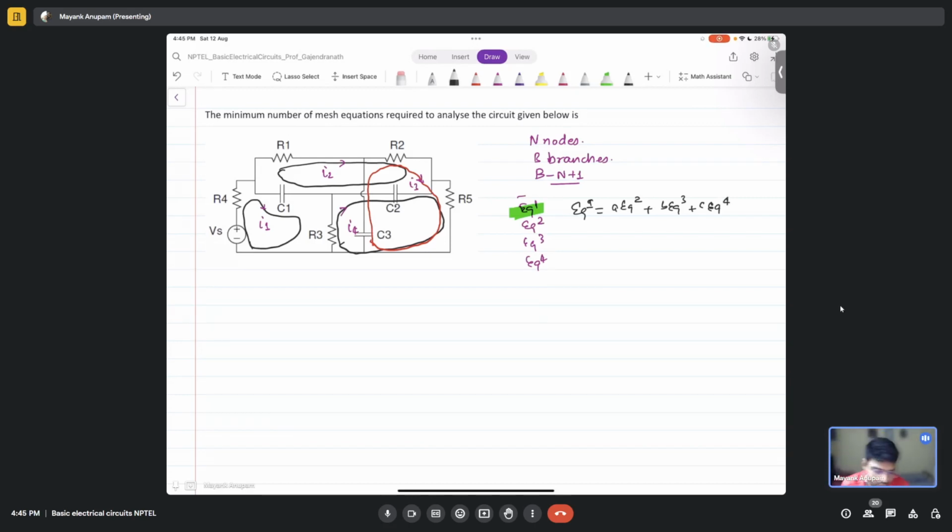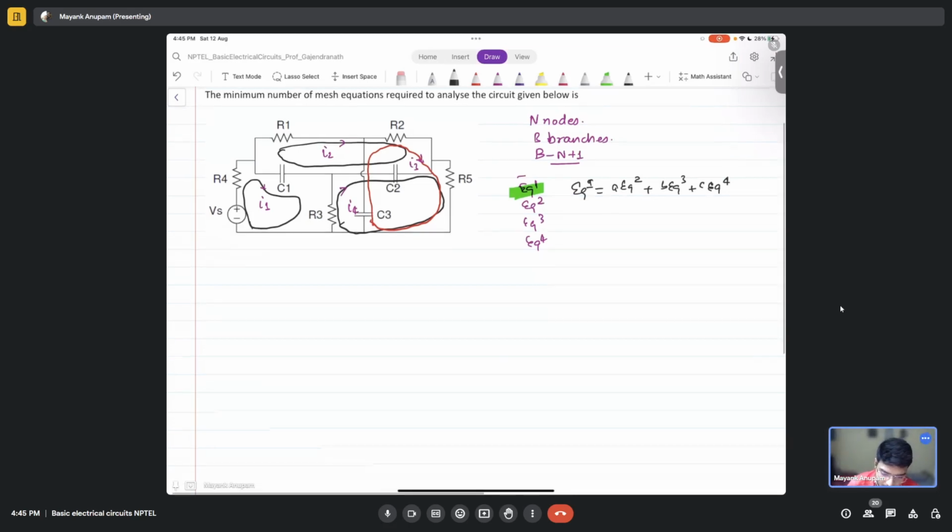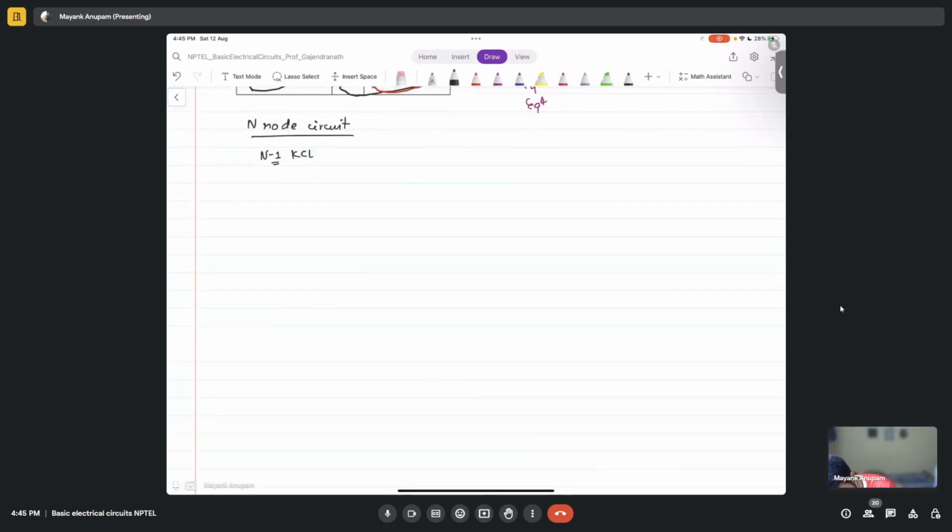So remember the KCL equations that were taught to you in class. For solving an n node circuit, you required only n minus 1 KCL equations, correct? Why not n KCL equations? Why were only n minus 1 sufficient? What was the reason given to you?